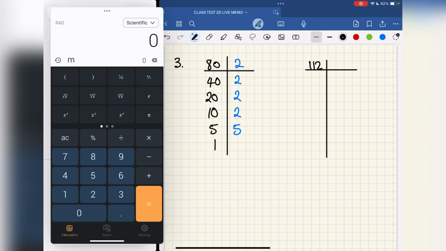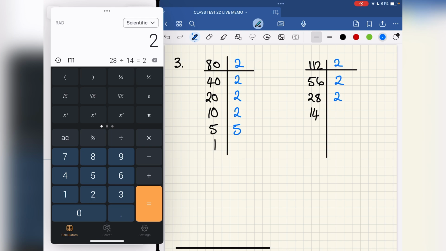Let's do it for 112. The smallest prime number that can divide into 112 is 2, and 112 divided by 2 gives us 56. The smallest prime number that can divide into 56, of course, again is 2. 56 divided by 2, notice I'm using my calculator to be sure here, is 28. Then the smallest prime number that can go into 28 is also 2, and 28 divided by 2 is 14.